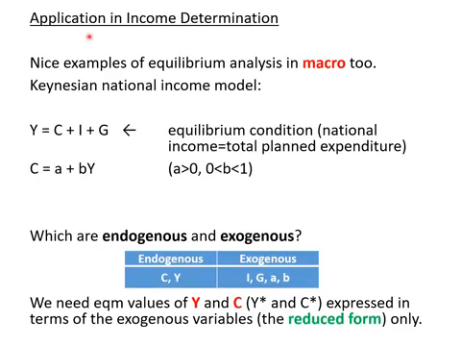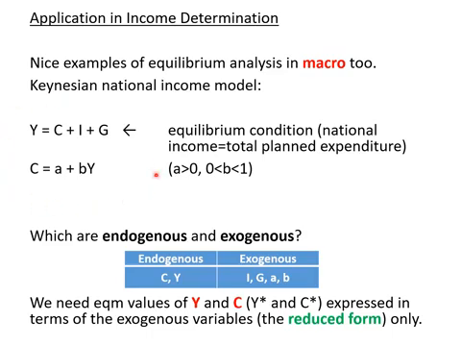So here we move on to the last part of this topic, our application in income determination. Up until now, we've focused on microeconomics, where we've looked at quantity demanded and quantity supplied in a given market. But there are also nice examples of equilibrium analysis in macroeconomics too. And we're going to have a look at one of these here, the Keynesian national income model.